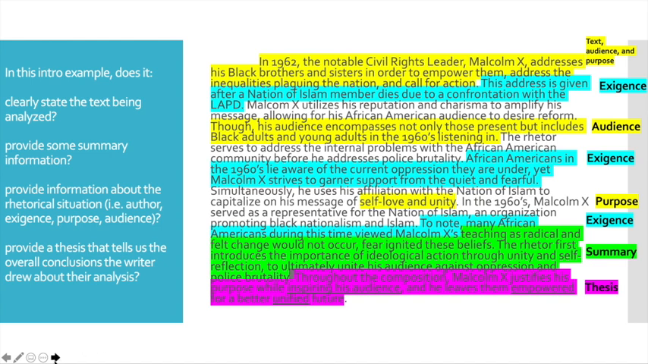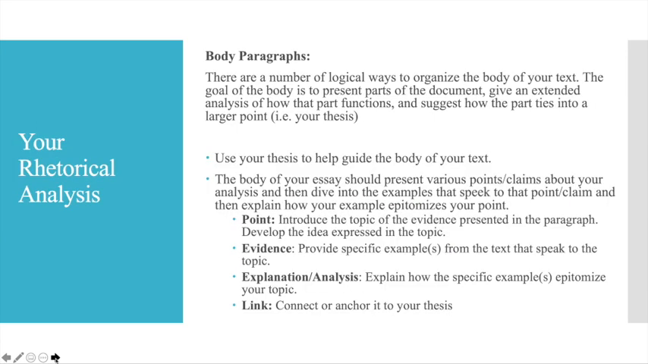So in this example, you see that the writer took the time to really bring the audience into the piece, provide each of those parts, the exigence, the audience, the purpose, provide a little bit of summary before leaving us with the thesis, and that brings us to the focus of the body of the text.